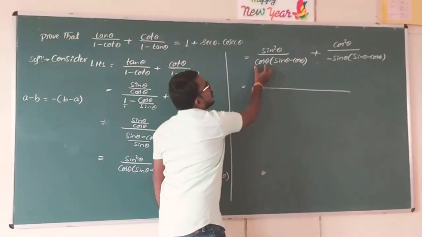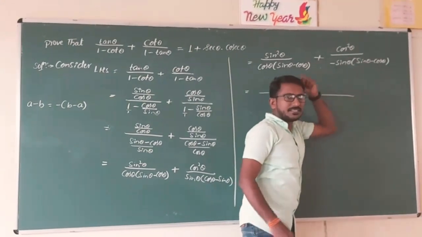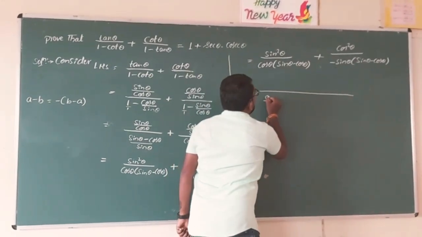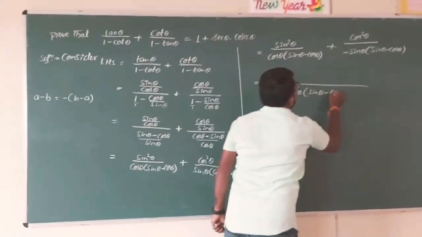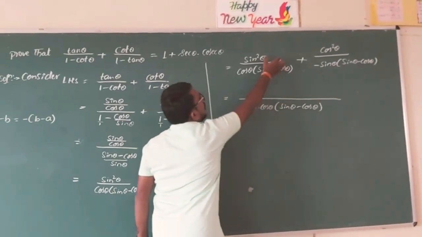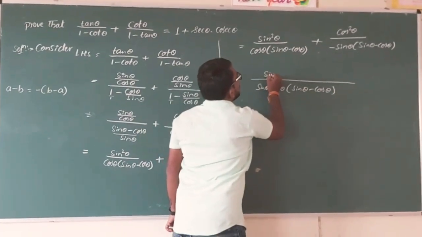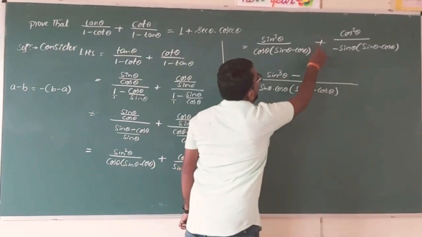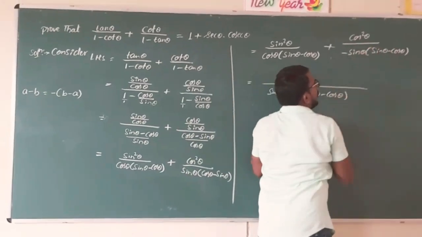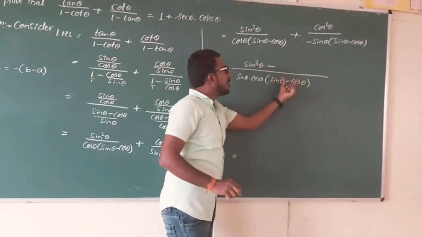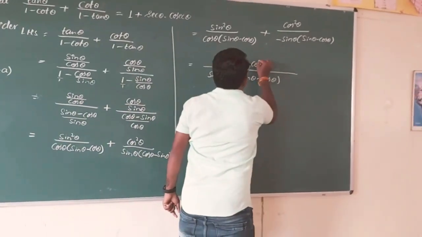Here cos theta into sin theta minus cos theta, and sin theta into sin theta minus cos theta are there. So the LCM will be sin theta into cos theta into sin theta minus cos theta. If I multiply, cos and sin minus cos will get cancelled, so remaining will be sin cube theta, and plus divided by minus will be minus only. And here also the same thing: the sine and the bracket will get cancelled, so remaining will be cos squared and cos, that becomes cos cube theta.